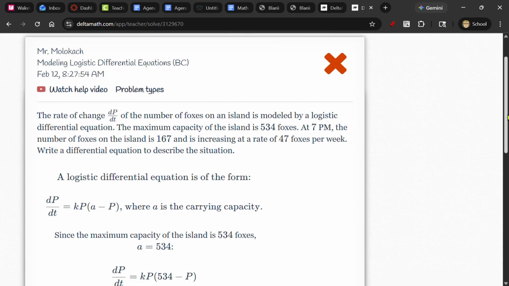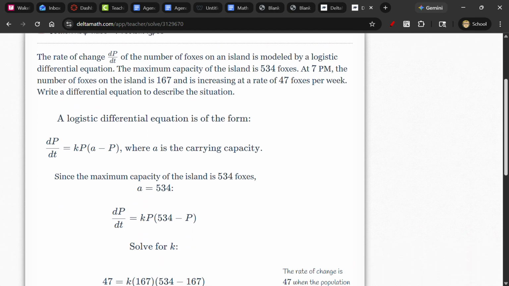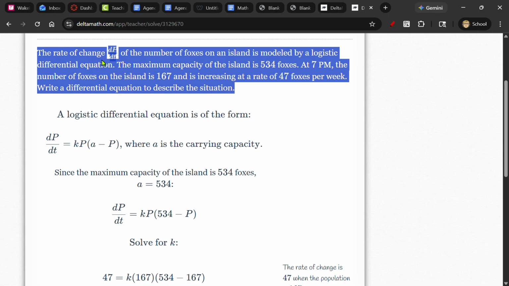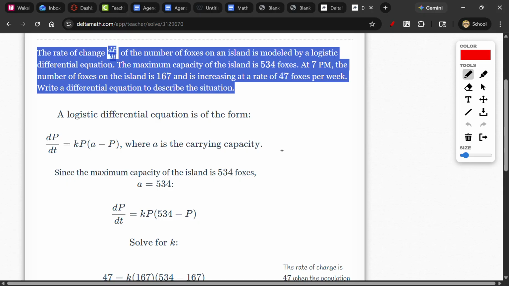And I got this wrong on purpose because I wanted to show you how Delta Math would do such a problem. Okay, so let's start by reading the problem. The rate of change dP/dt of the number of foxes on an island is modeled by a logistic differential equation. So immediately, because I see that, I know that I'm going to use this formula because it says it was logistic. Okay, the maximum carrying capacity of the island is 534 foxes, so that means that the carrying capacity is 534.